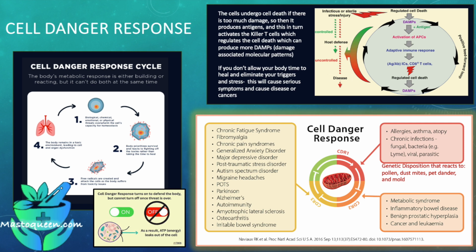Cell danger response 2 results in metabolic syndrome, inflammatory bowel disease, benign prostatic hyperplasia, cancer, and leukemia. And for metabolic syndrome, that also means it royally messes with your methylation cycles. And for cell danger response number 3, you're going to have symptoms like chronic fatigue syndrome, fibromyalgia, chronic pain syndromes, generalized anxiety disorder, major depressive disorders, post-traumatic stress disorders, autism spectrum disorders, migraine headaches, POTS, Parkinson's, Alzheimer's, autoimmunity, amyotrophic lateral sclerosis, osteoarthritis, and irritable bowel syndrome.